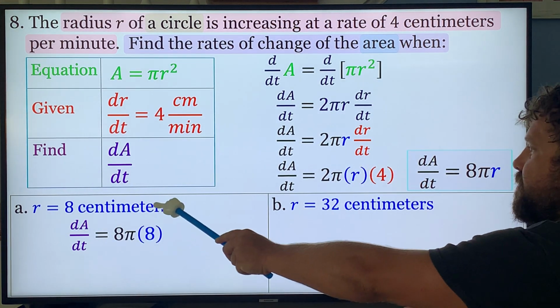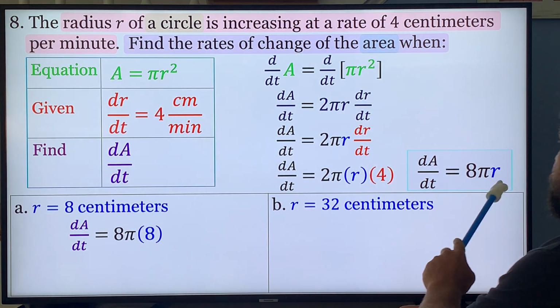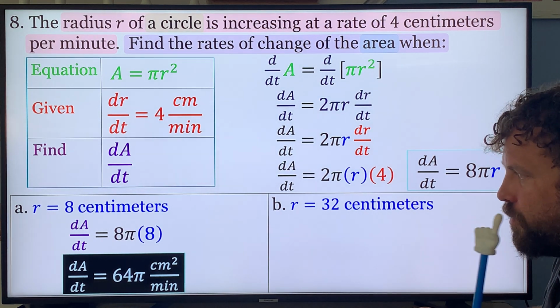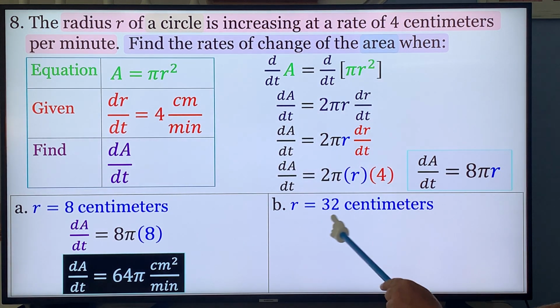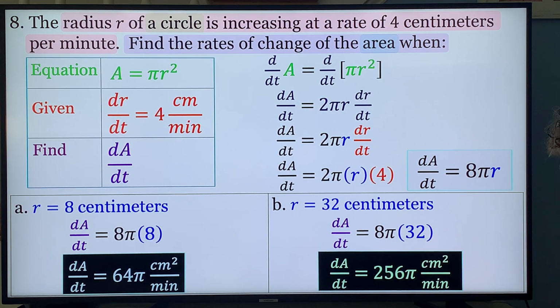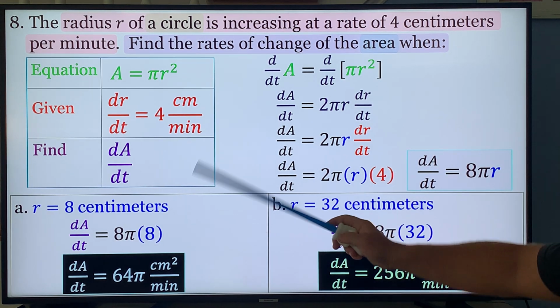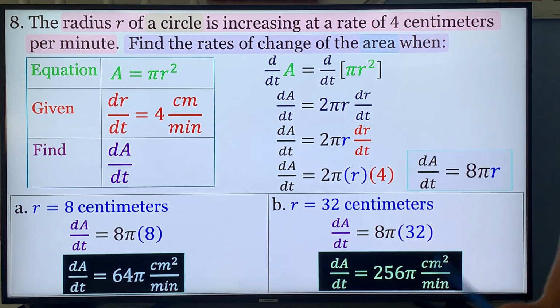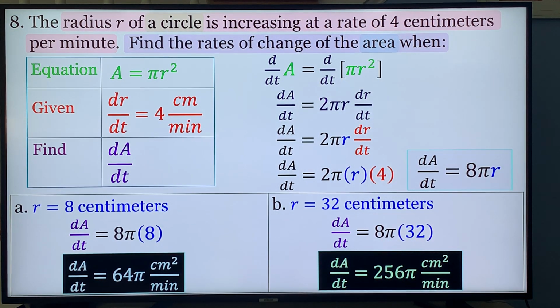When the radius is 8, you plug 8 in for r. 64 pi centimeters squared per minute. When the radius is 32, plug it in. dA/dt equals 256 pi centimeters squared per minute. What you're doing here is setting up an equation, and you would do it like this, because now you can just plug in any number you want for radius, and you can find out how fast the area is changing.